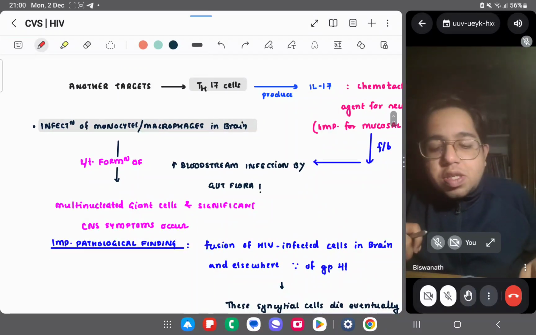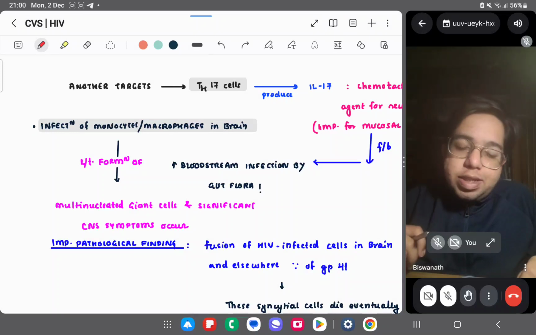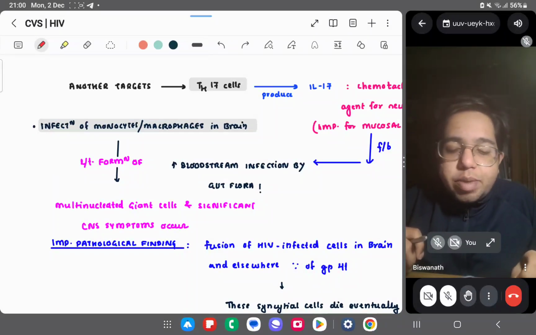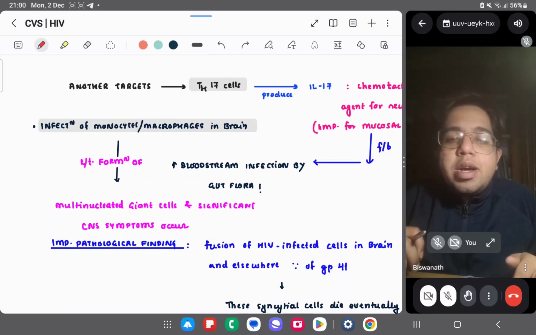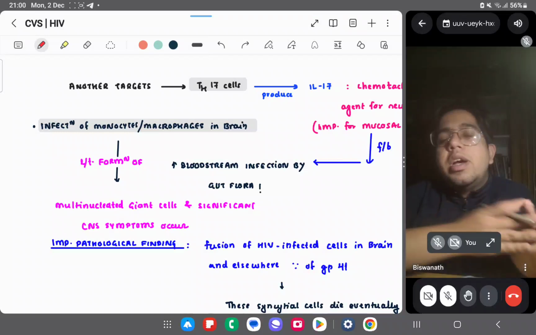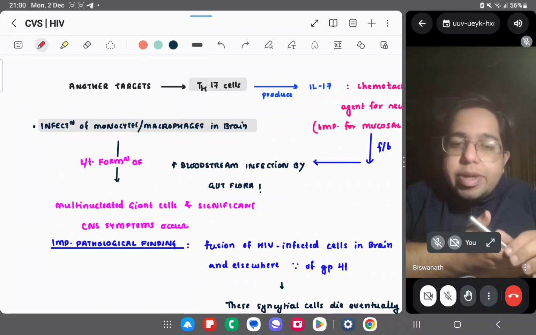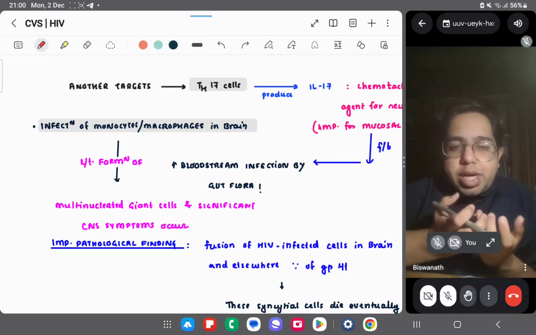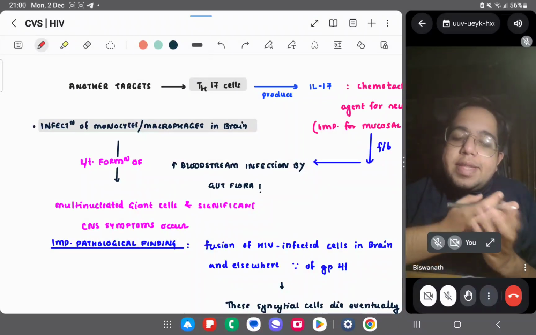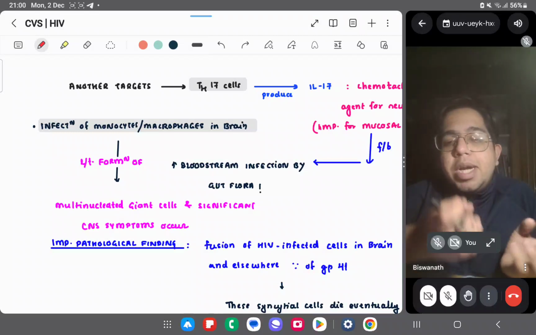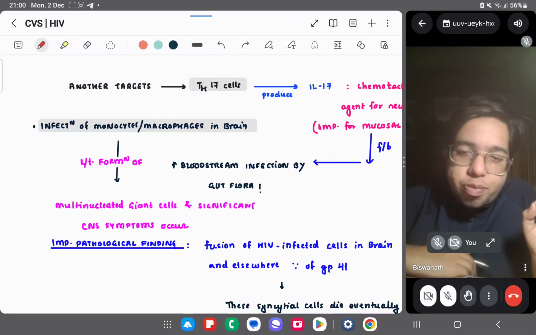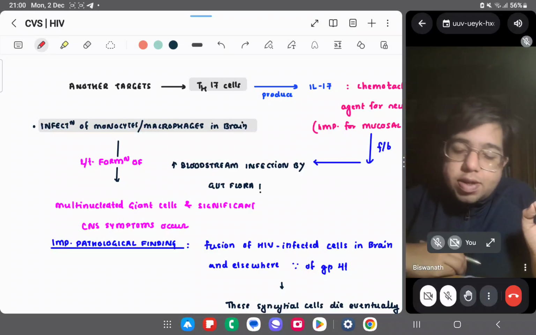Okay, then infection of monocytes or macrophages in the brain leads to the formation of multinucleated giant cells, and significant CNS symptoms will occur. It will not kill the cells, but as it is infecting them, it will form multinucleated giant cells. Because when your body tries its level best to fight these infections, but cannot, it tries to club cells together, right? This clubbing of cells leads to the formation of a cell with multiple nuclei, which is called a multinucleated giant cell. Okay, if you have read the formation of a granuloma in pathology, then you must know this concept, right?